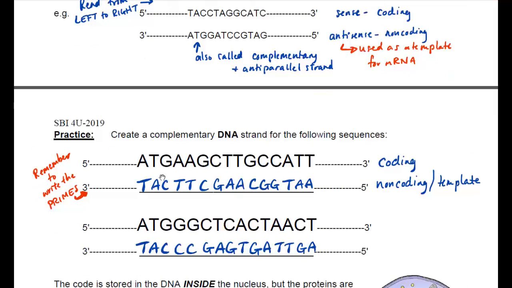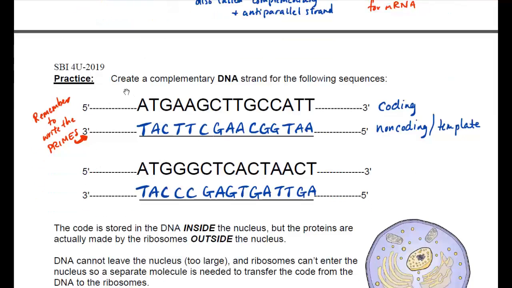All right, so jumping into the practice here. Sometimes I might be asking you to create a complementary DNA strand. Well, you should know then that A pairs with T, G pairs with C, C pairs with G, T pairs with A, and so on. If you're asked for the DNA, make sure you use DNA nucleotides. And you'll know that this is DNA because I'm using a thymine. If it was RNA, I'd be using U for uracil.